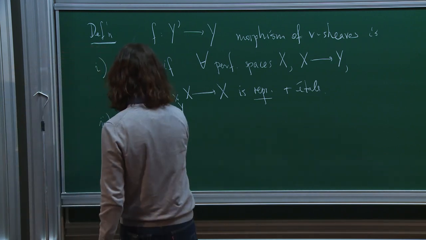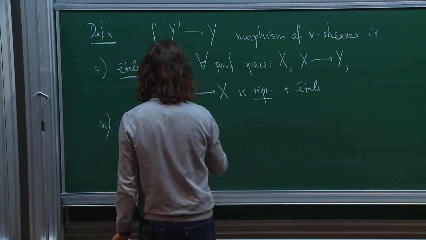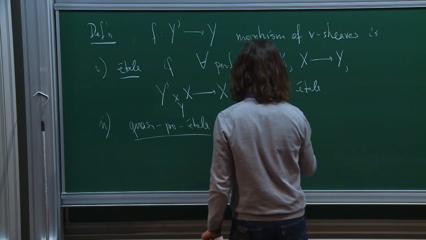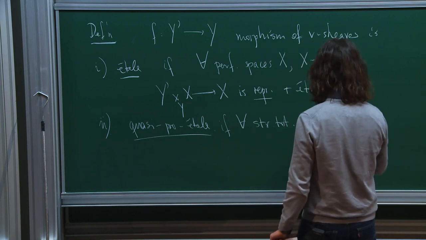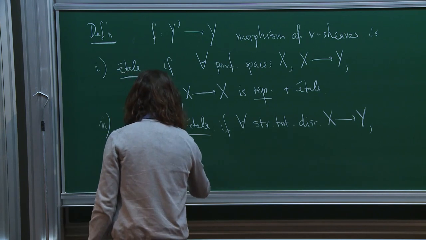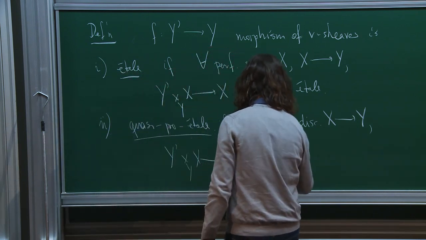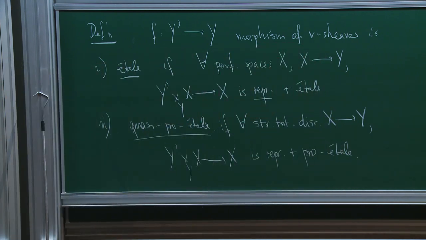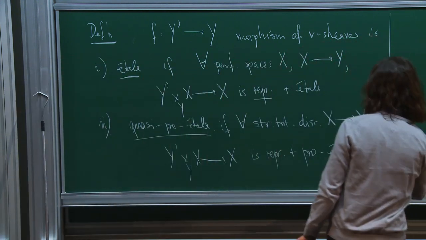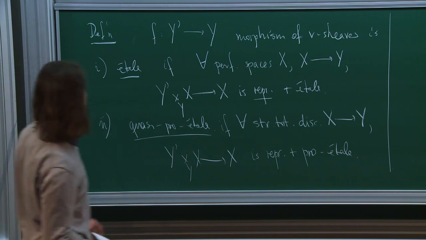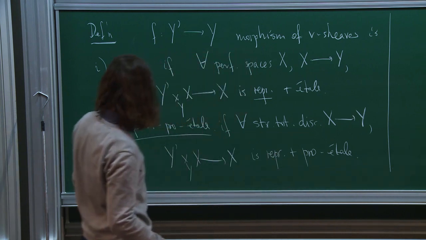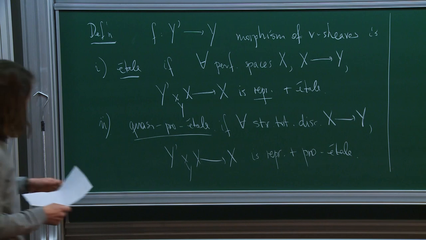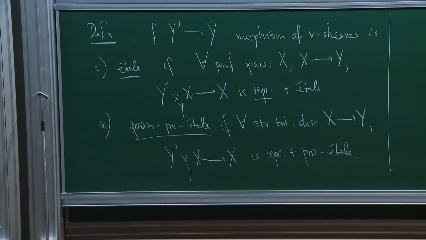And it's quasi-pro-etale if for all strictly totally disconnected X mapping to Y, the fiber product is representable and pro-etale. So here, quasi-pro-etale is the same as the weakest. In the separated case, it is equivalent to the weakest possible statement. In the non-separated case, it is a slightly tricky notion still.